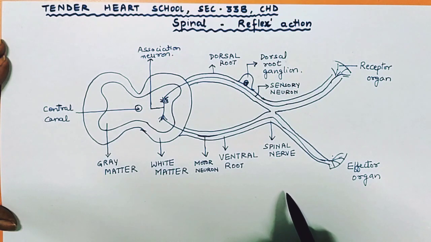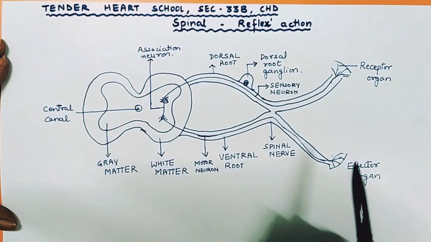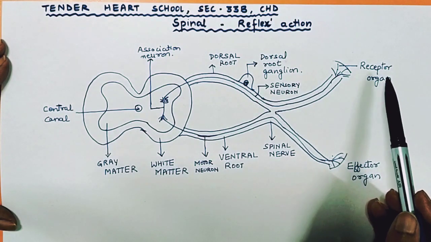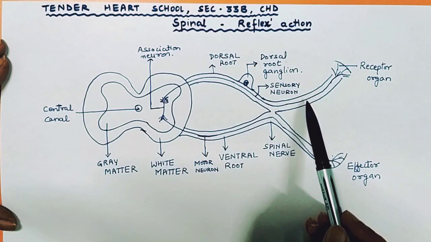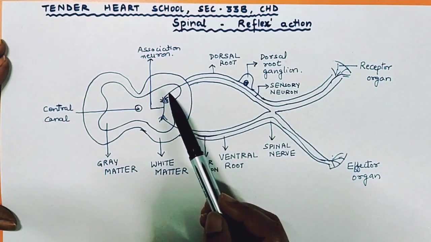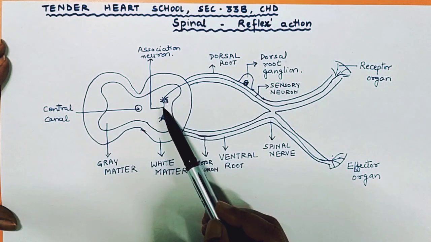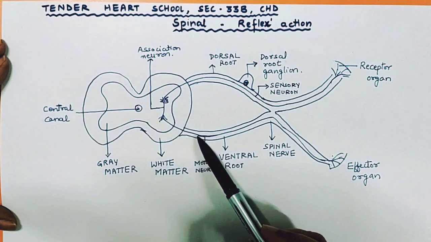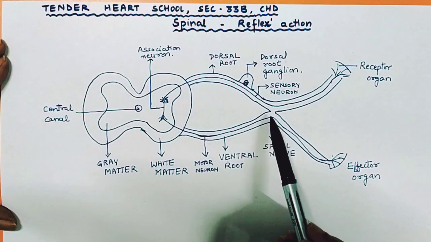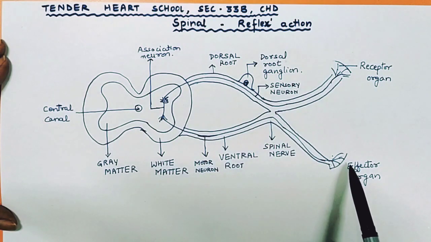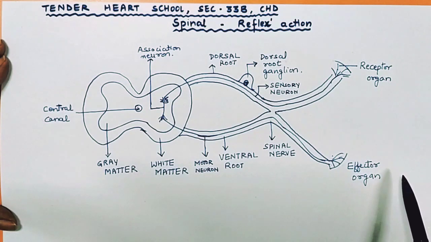It is the simple reflex action. Again, look at the pathway. We have the receptor organ. We have the sensory neuron. The sensory neuron gets into the central nervous system, that is the spinal cord. We have the association neuron. We have the motor neuron, and the motor neuron is taking the message to the effector organ, and hence the response is generated. This is all about the spinal reflex action, children. Thank you.